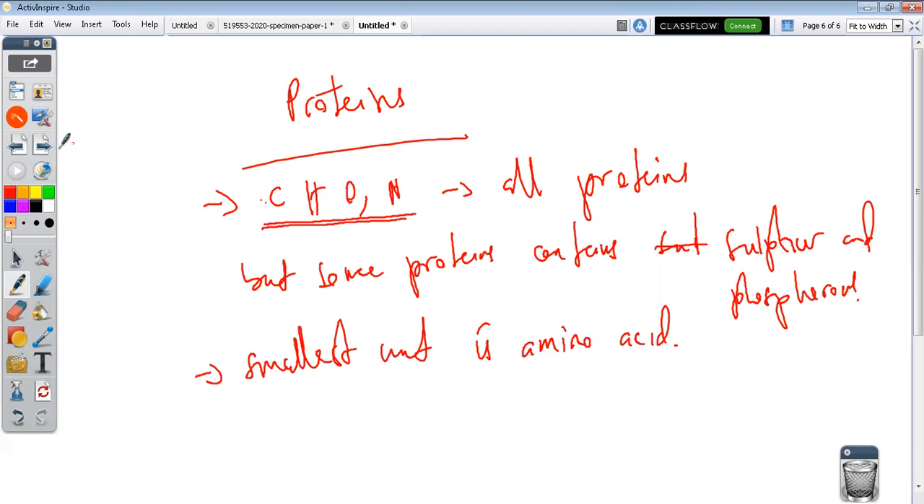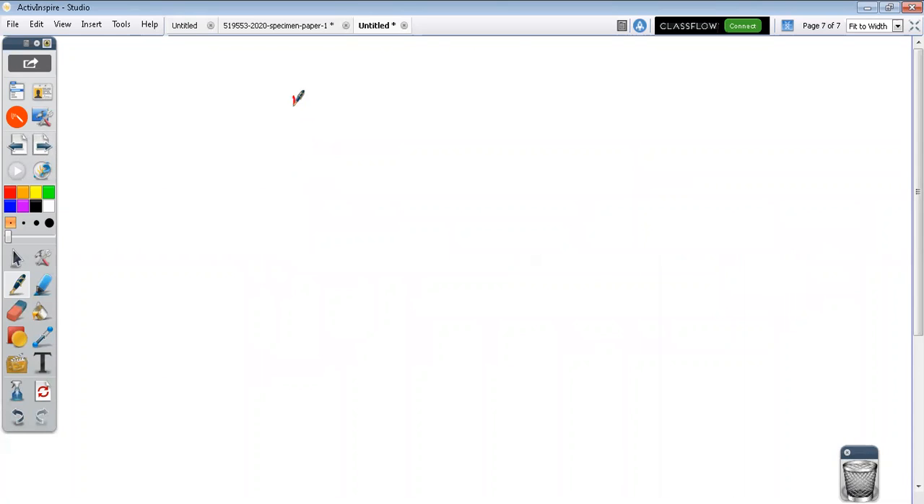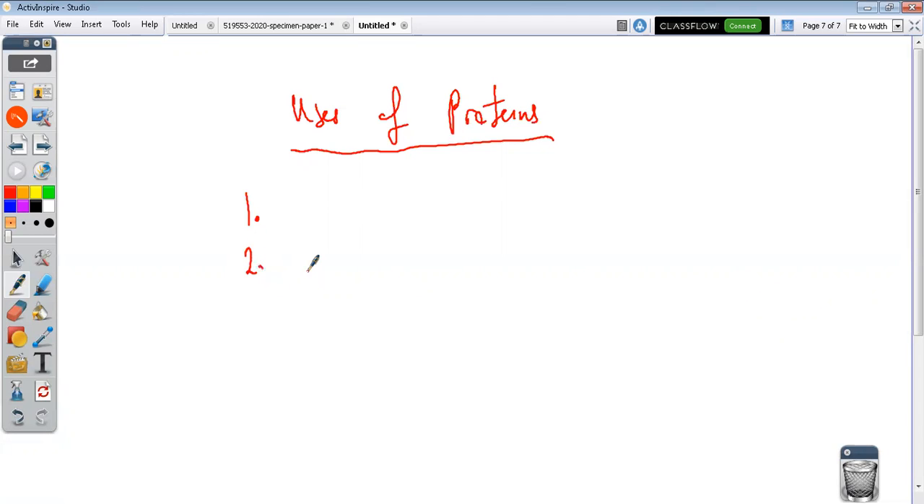Now, what are the uses of proteins, which you know very well? Growth. How exactly? So, muscle growth. Making new body cells. Okay, making new body cells. What else? The repairing of what?